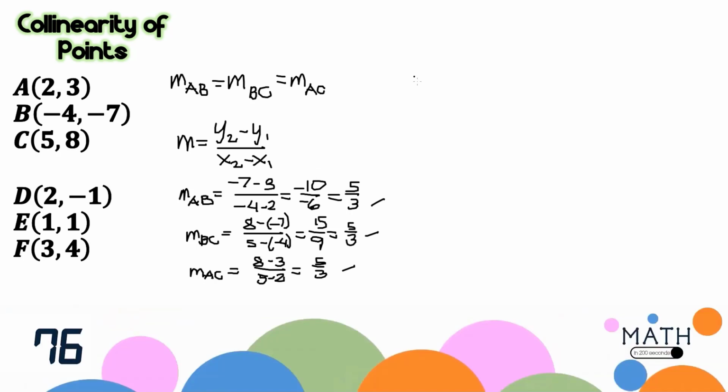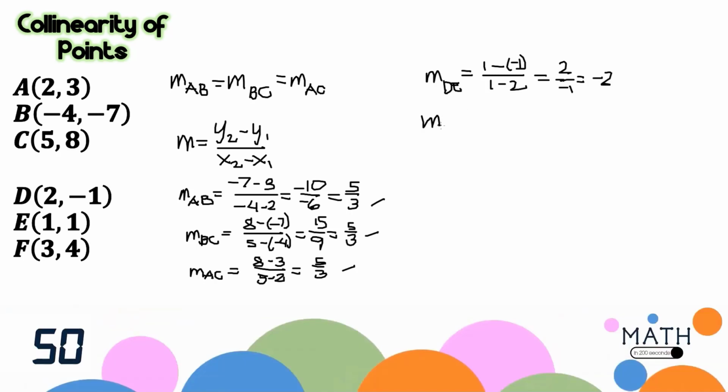Let's also verify the next three sets of points, D, E, and F. The slope of DE is computed considering E is our second point. You will have 1 minus negative 1, over 1 minus 2. This is 1 plus 1, so 2 over negative 1. So the slope here is negative 2.